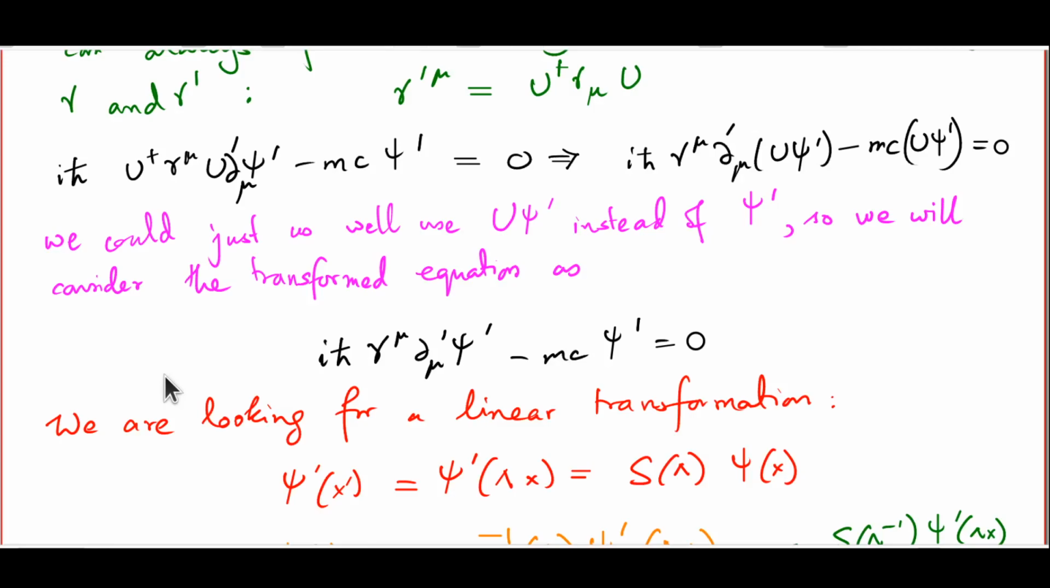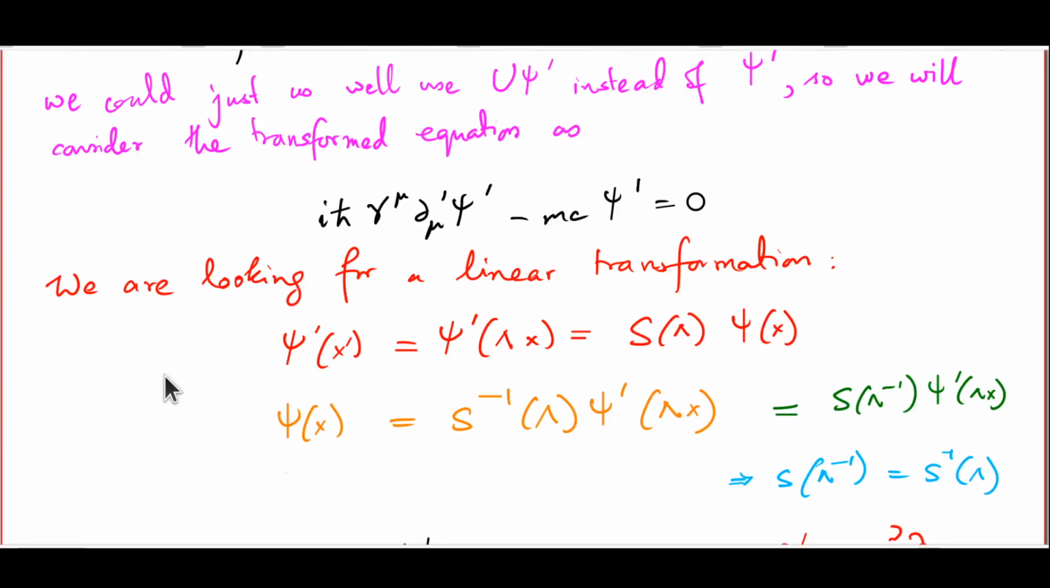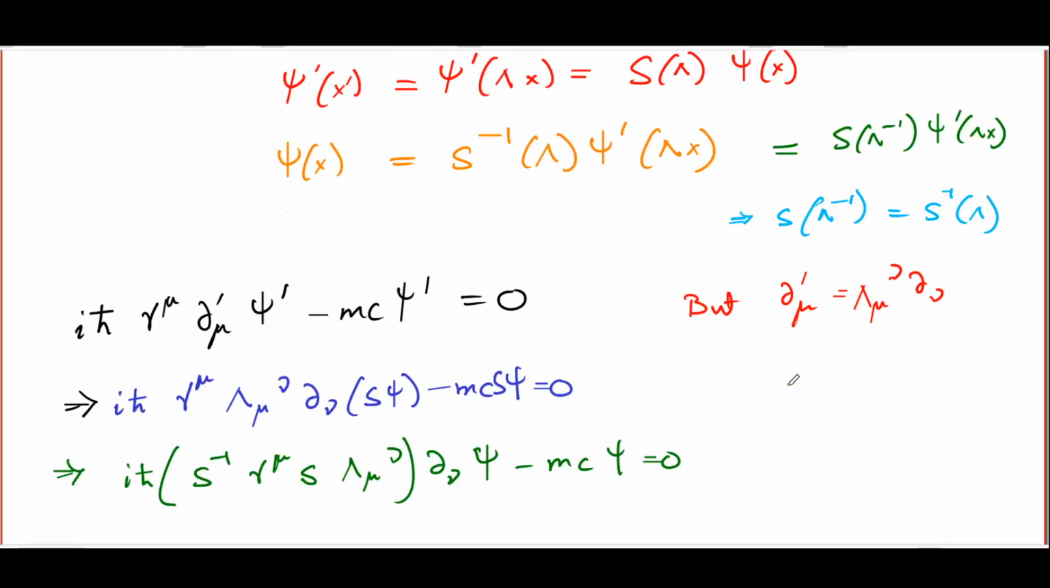prime of lambda x. Note that you can get back x from lambda x, the new coordinates, by applying the inverse Lorentz transformation. So you could just as well say that this has to be S of lambda inverse acting on psi prime lambda x. And relating the two, we end up with this rather important result, that this function, which maps a Lorentz transformation to a 4x4 matrix, must obey this following condition, that S of lambda inverse must be S inverse lambda. So the question of course is, exactly what is this S for a given Lorentz transformation lambda?